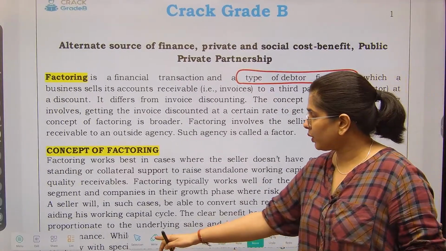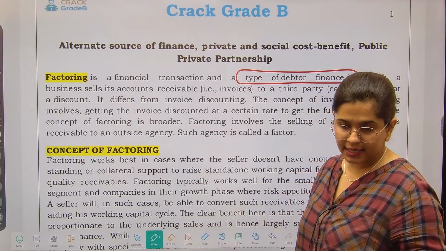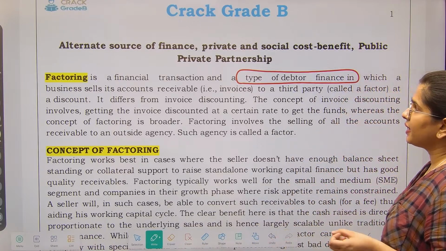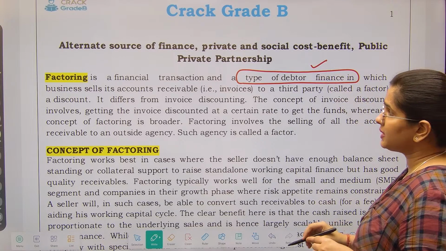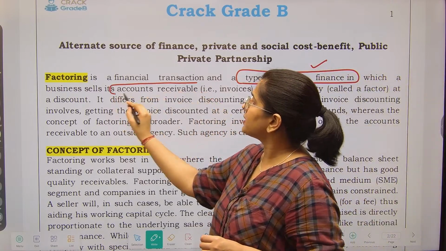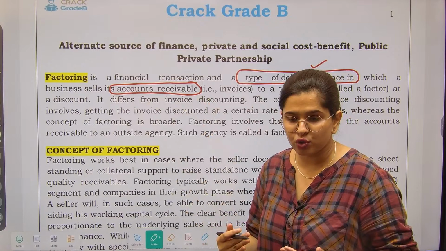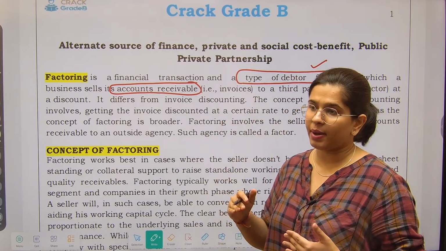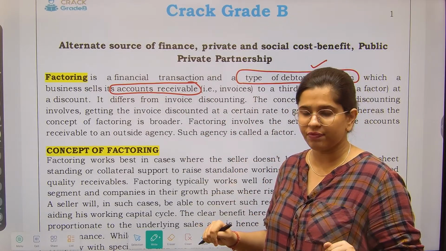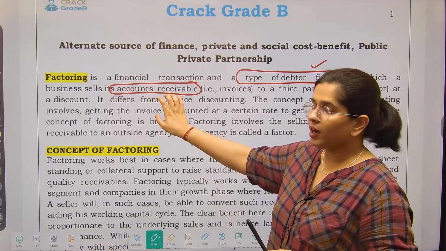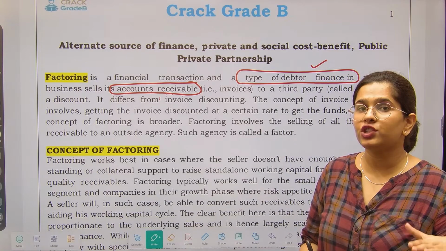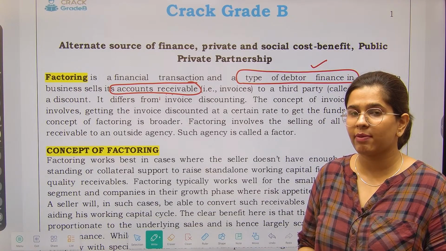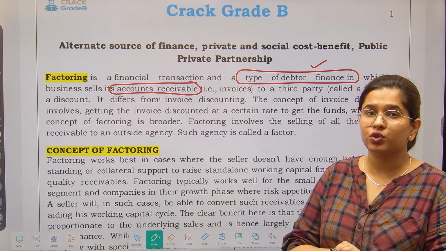See, we will quickly do this because it is an easy chapter. Factoring is a financial transaction and it is a type of debtor finance in which a business sells its accounts receivable. So I was supposed to receive 10,000 rupees from my buyer, but I am in need of urgent funds. So I am selling my accounts receivable. What is the document through which I am selling my accounts receivable? I am selling it through the use of an invoice.